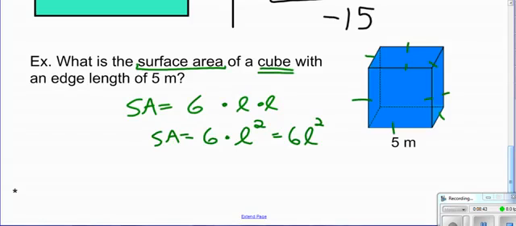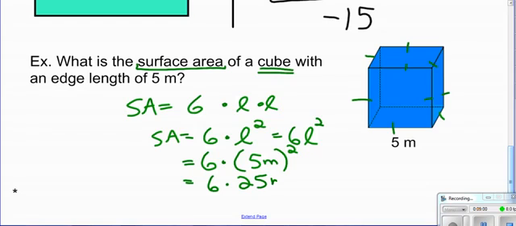We know that our length is 5 meters, so the surface area is going to be 6 times 5 meters squared. Again, we're putting the whole thing in brackets because the 5 gets squared as well as the meters. So 6 times 25 meters squared, or 150 meters squared. Hopefully that's a nice review question for you from grade 8.